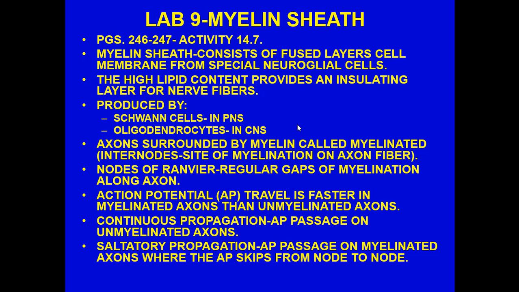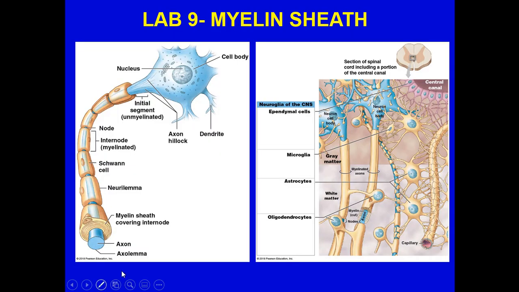If we have an action potential passage on unmyelinated axons, this is called continuous propagation. If we have action potentials pass on a myelinated axon, this is where the action potential skips from node of Ranvier to node of Ranvier to node of Ranvier. This is called saltatory propagation.